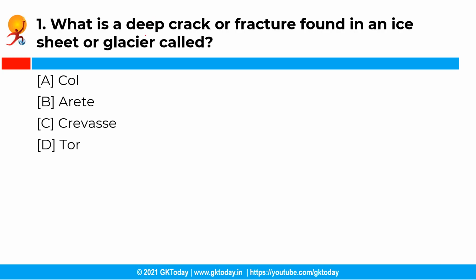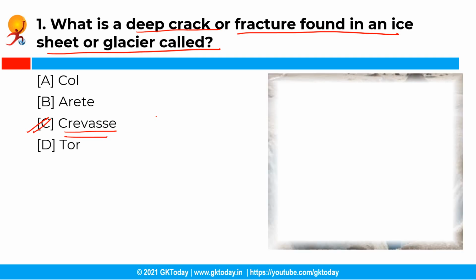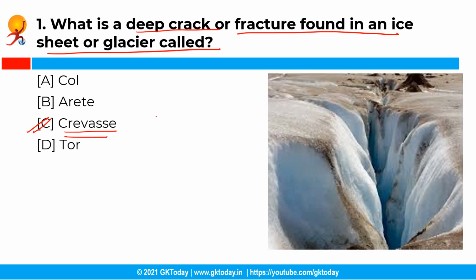So the first question is, what is a deep crack or fracture found in an ice sheet or glacier called? So you have the following options and the correct answer is option C, that is crevasse. See, a crevasse is a deep crack or fracture specifically found in an ice sheet or glacier, and they often have vertical or near vertical walls.